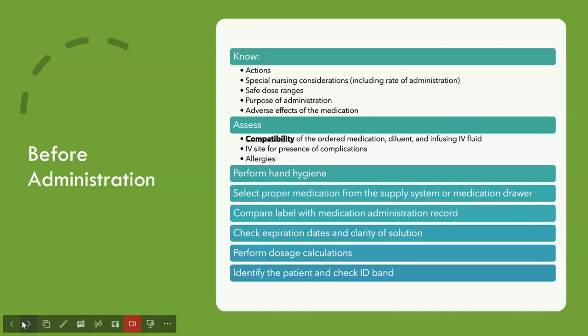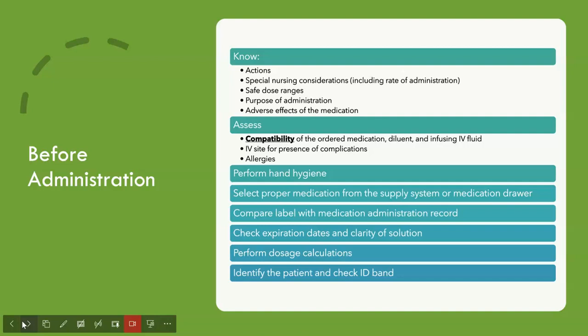Then we always want to assess the IV site for presence of complications. So anytime we go in the room, someone's on IV medications, or we're starting a new IV medication, or we're about to give an IV push, we need to always check the site for presence of complications. We'll talk more about these in your IV complication lecture, but we want to make sure that it's not red or puffy, swollen around the site, to make sure that the patient gets the medication and that it goes into the vein and not into the tissue surrounding it.